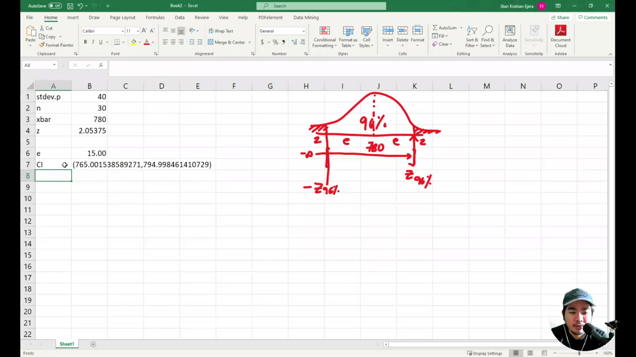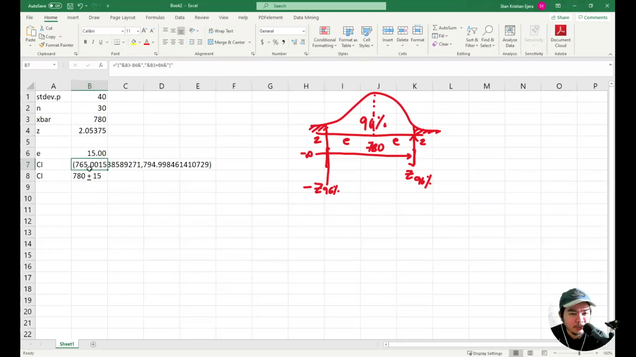So pwede rin, instead of writing it this way, pwede rin i-write nyo siya as the confidence interval is equal to 780 plus minus 15. Pwede naman ganyan. Okay? O kung gusto nyo, pwede rin plus. Tapos lagay nyo na lang, if you press Control U, then that's you are underlining your ano, no. So you can present it in many ways.